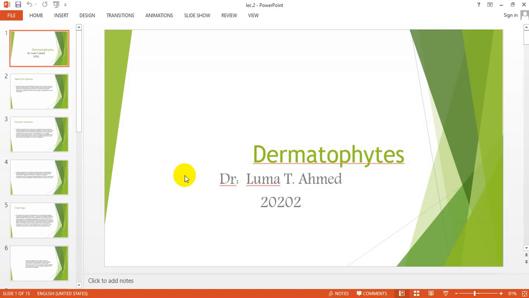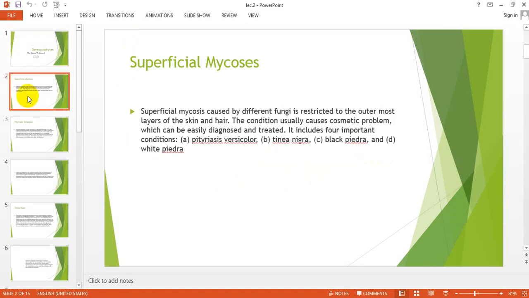Good morning, my students. Today we have the lecture about the dermatophytes. The dermatophytes are one of the superficial fungal infections of human beings. These dermatophytes belong to the mycosis which infects the upper layer of the skin. In addition, these fungal species belong to three genera and 40 species.